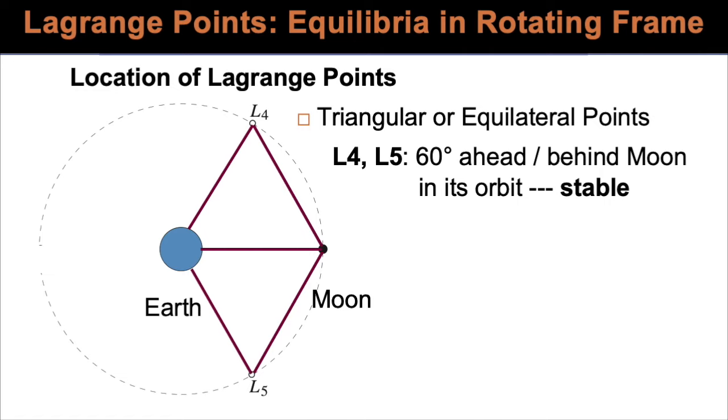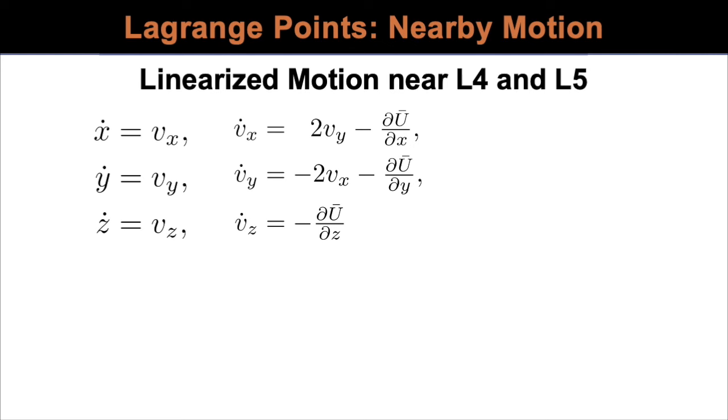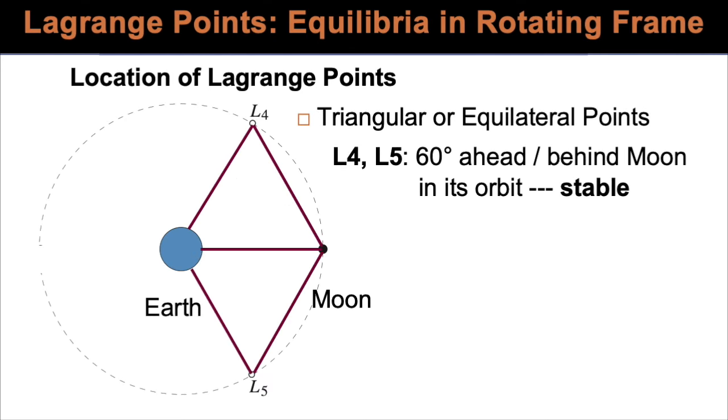I'll first talk about the stable points, which are L4 and L5, then we'll talk about L1, L2, and L3. L4 and L5 are called the triangular points because the Earth, Moon, and the point form an equilateral triangle. So these are points exactly 60 degrees ahead of and behind the Moon in its orbit. And they are stable, meaning if you start with the spacecraft a little bit perturbed from this equilibrium point, it'll stay around there. And remember, these are equilibria, but only in the rotating frame. If you put something at L5 and then looked at it in the inertial frame, it would look like it's doing a circular orbit.